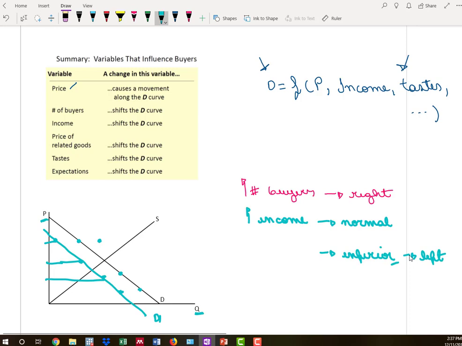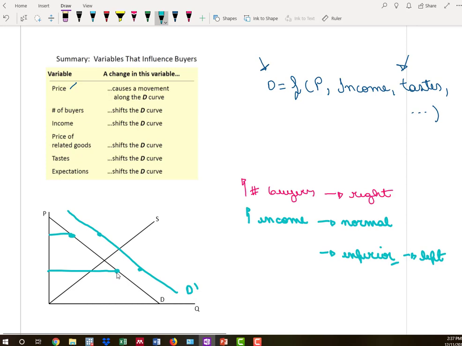Now, on the other hand, consider what is called a normal good. When you have a normal good, for each hypothetical price, instead of consuming here, I actually consume here. For this hypothetical price, instead of here, I actually consume here. So for a normal good, when there's an increment in income, the demand curve actually shifts to the right.